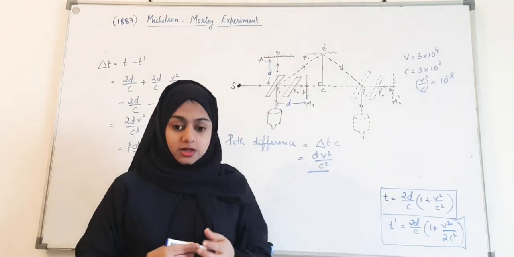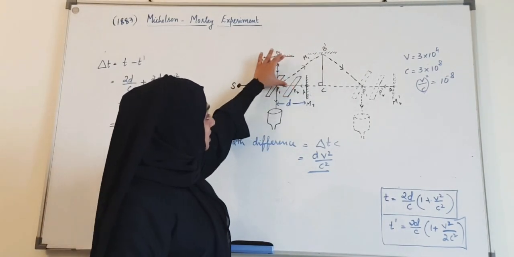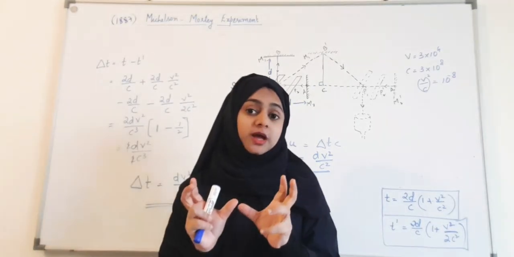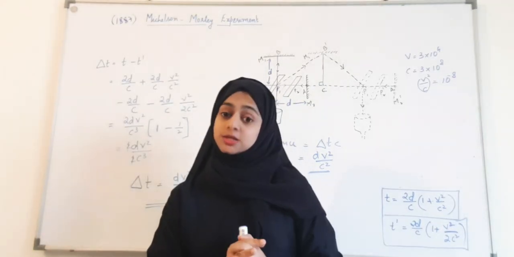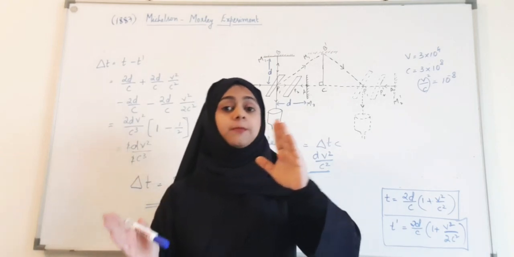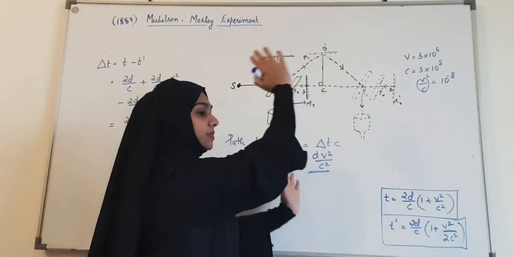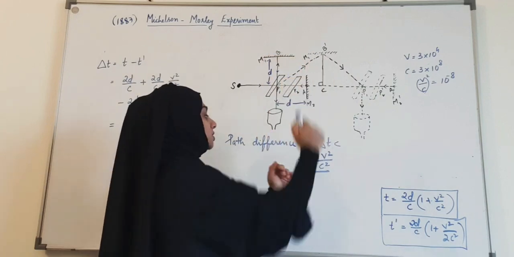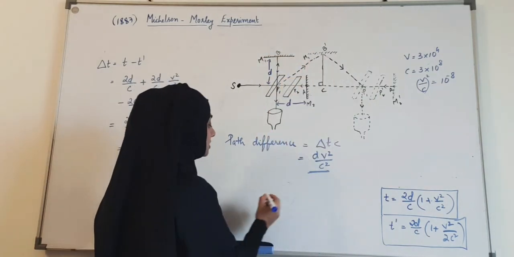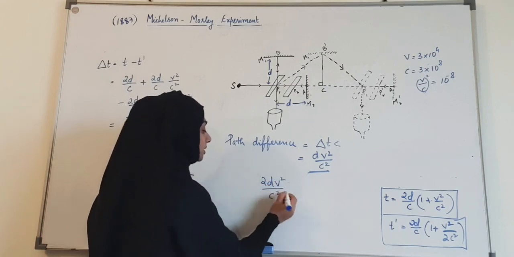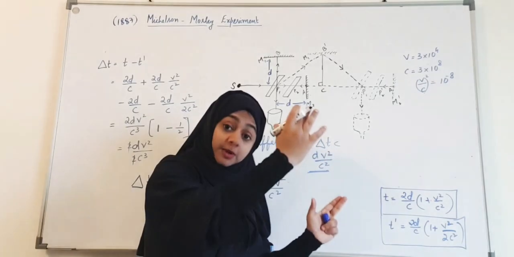Now, because of the interference of these two light rays with the path difference, an interference pattern is observed through the telescope. Now, if the whole apparatus is rotated through 90 degrees, the path difference will become 2d v square by c square. The path difference will become double.